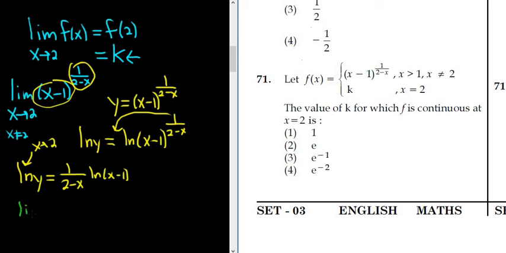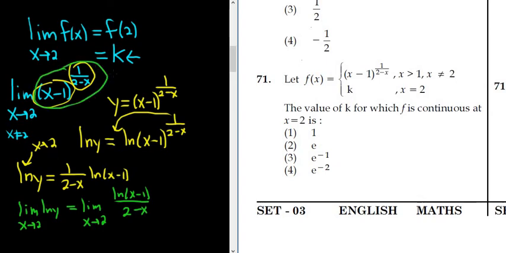So we want the limit as x approaches 2 of the natural log of y. That's equal to the limit as x approaches 2 of the natural log of x minus 1 over 2 minus x. Once we figure this out, we can figure out the limit of y, right? This is y, right? We want to figure out what the limit is. Once we have that limit, we know it's equal to k and we're done.